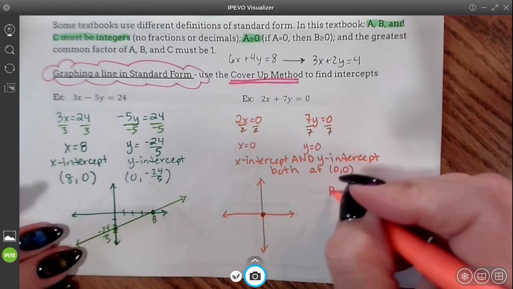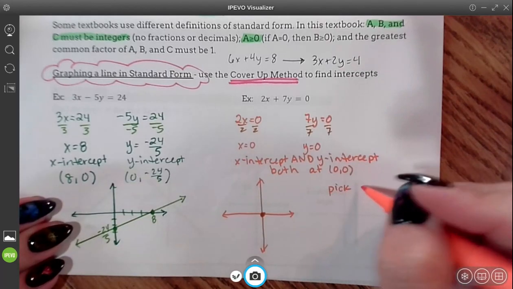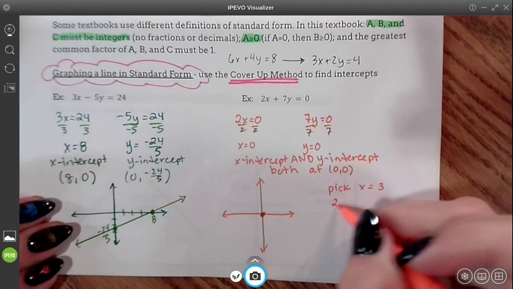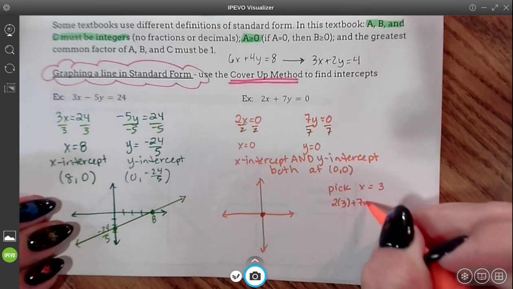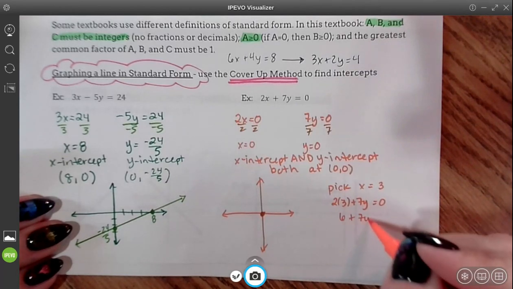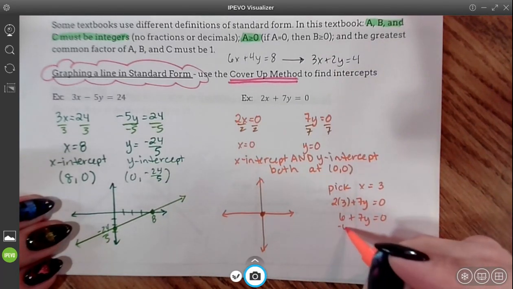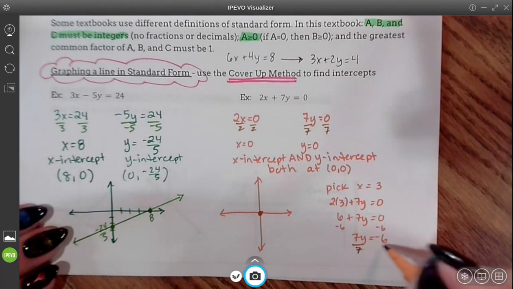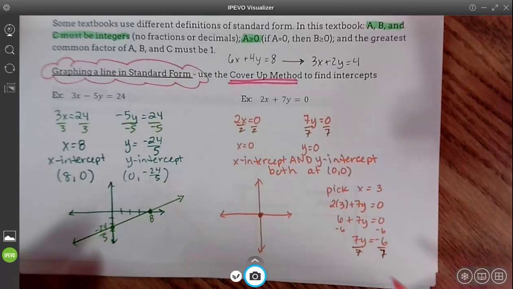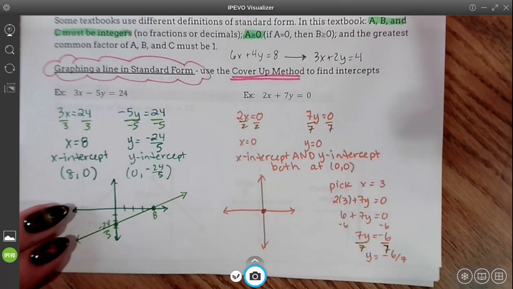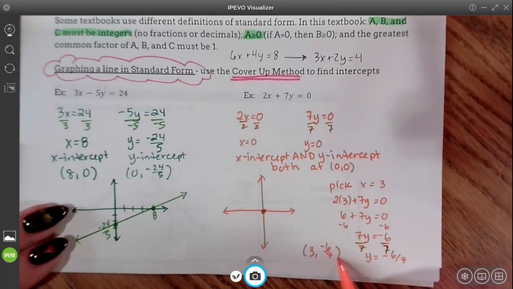So we will just pick like x equals 3, for example. Doesn't really matter. So I do 2 times 3 plus 7y equals 0. So that is 6 plus 7y equals 0. Subtract 6. 7y equals negative 6. Divide both sides by 7. And I get y equals negative 6 sevenths. So that's going to give me another ordered pair at (3, negative 6 sevenths).